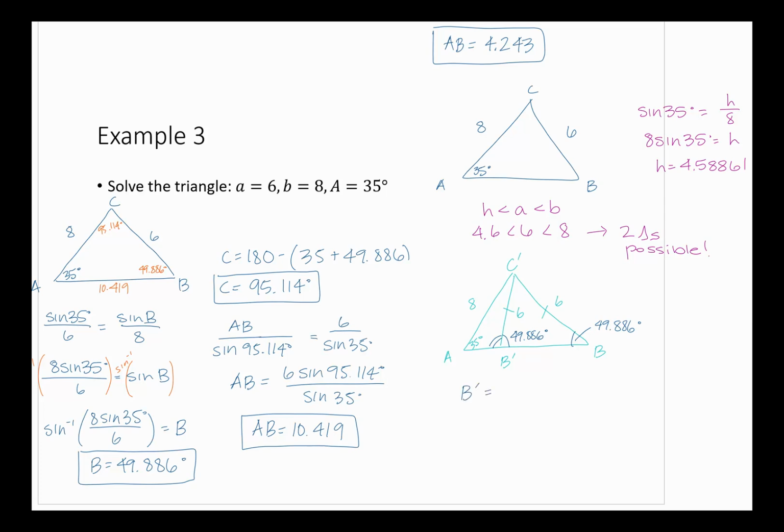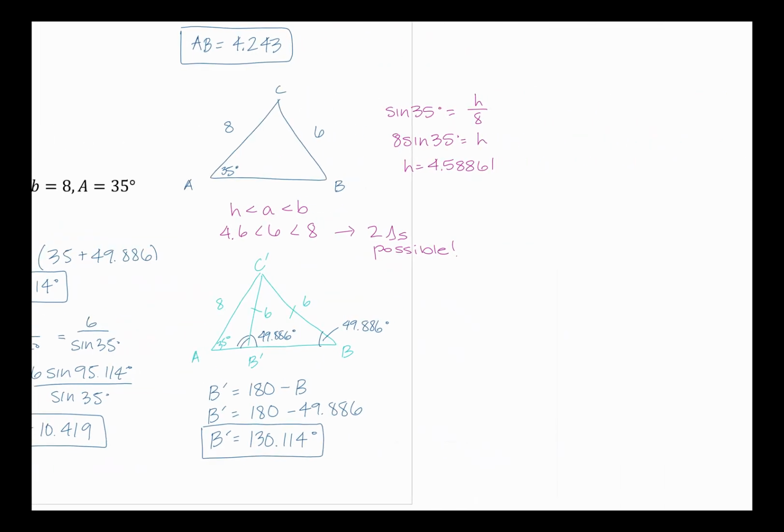So B prime would equal 180 minus B. So B prime would be 180 minus 49.886. And so B prime must be 130.114 degrees. And so when I'm looking at my new triangle, which is now something like this, I have A, C prime, and B prime. This is 8, 6, and 35. I know that this is now 130.114. So now I can find C pretty straightforward.